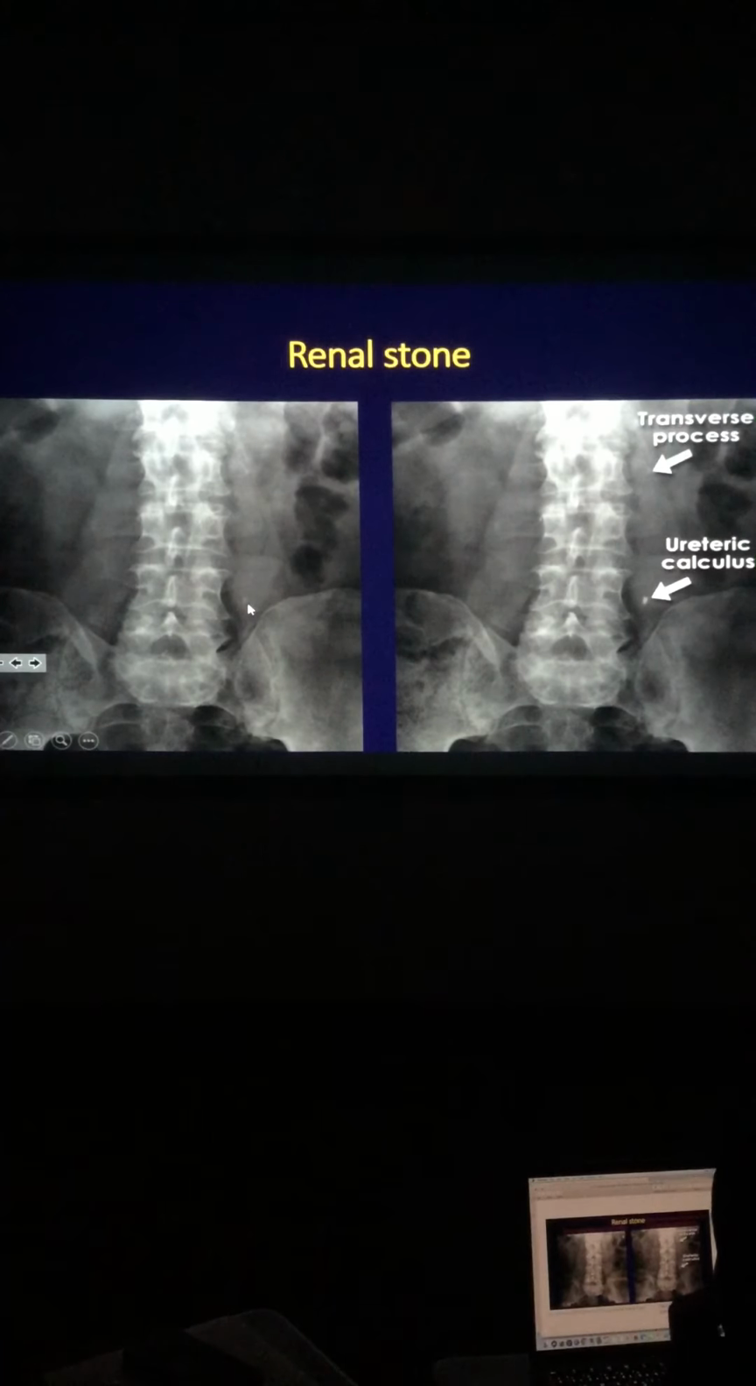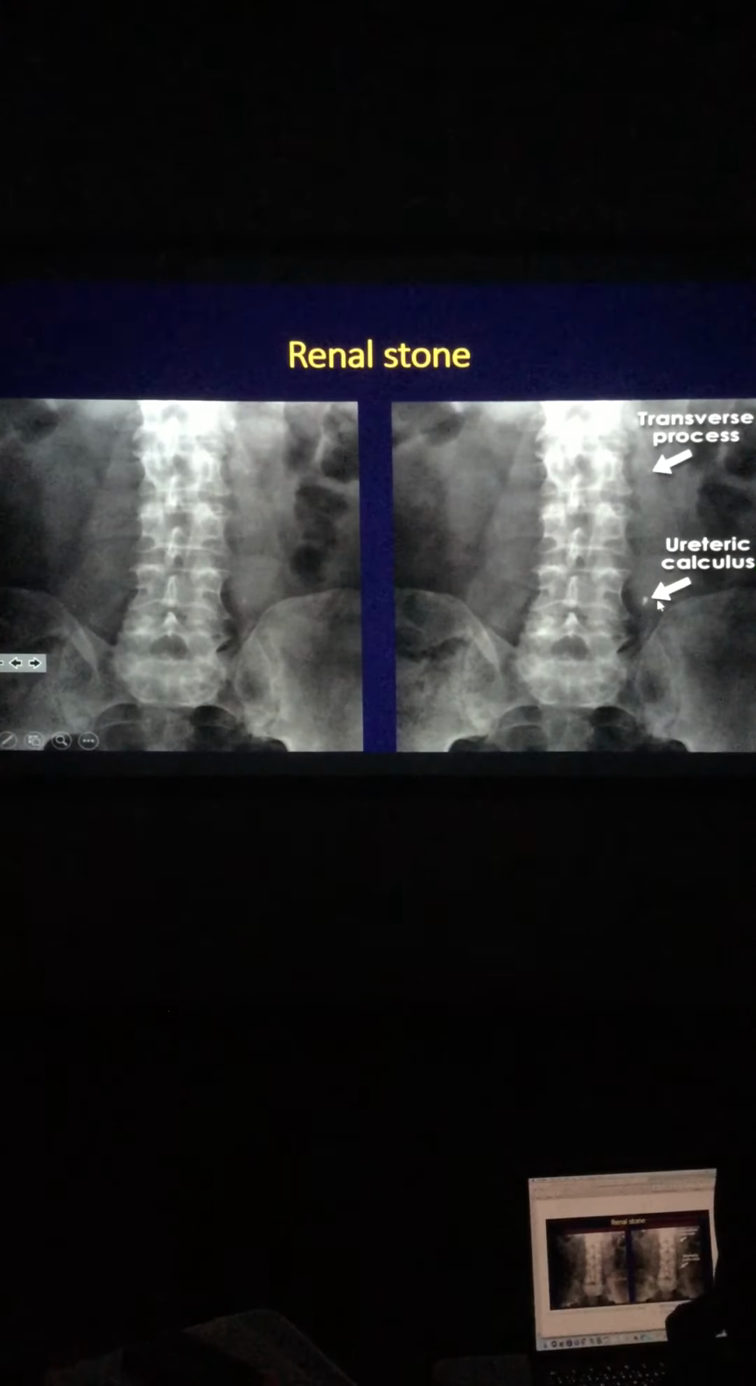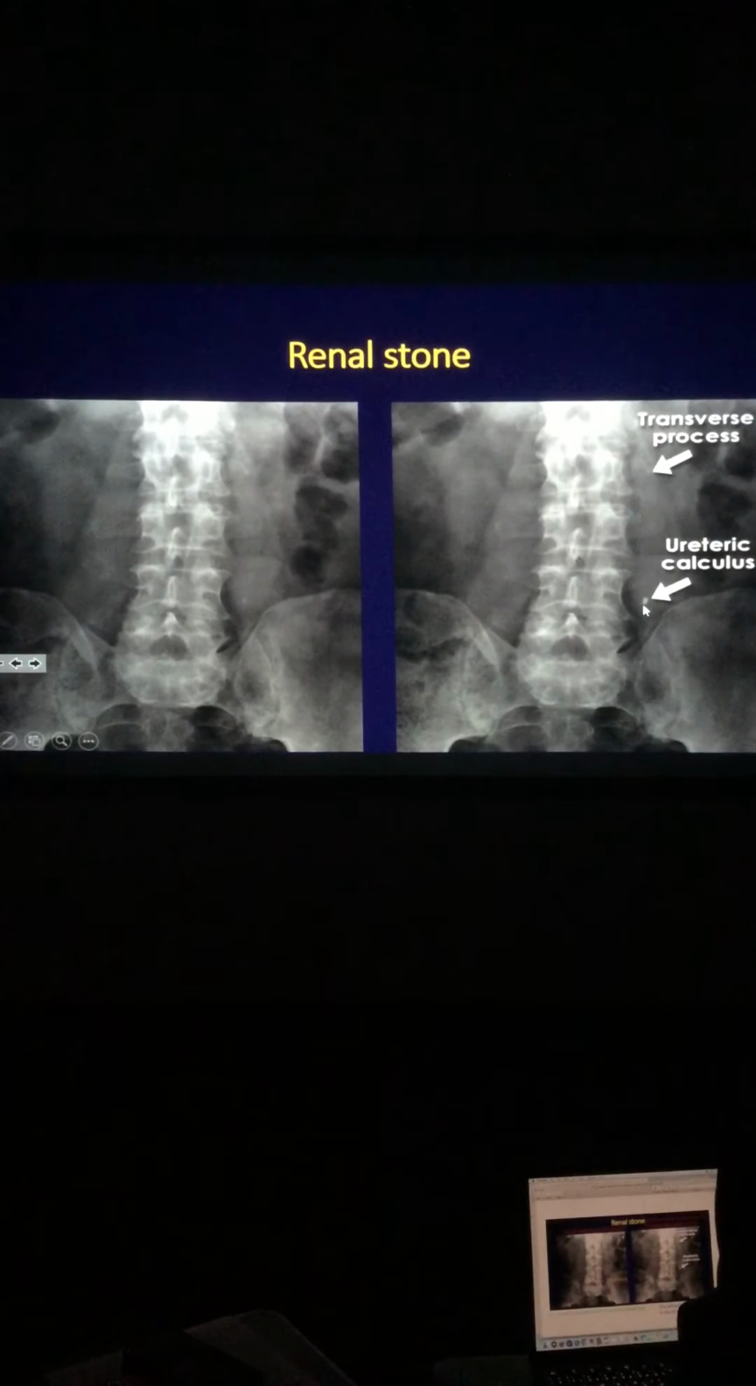And there is a radiopaque spot sitting over here. So this radiopaque spot is a calculus. As I showed in the previous image, the ureter flows by the side of these transverse processes and ultimately goes into the pelvis. So whenever there is a filling defect like that, or a radiopaque substance sitting over here like that, you should think this is abnormal. This is most likely a stone.